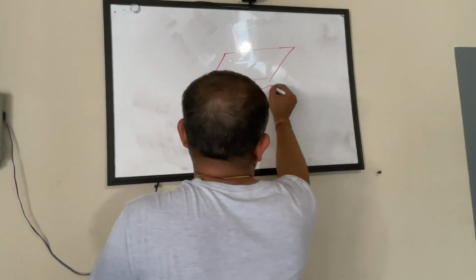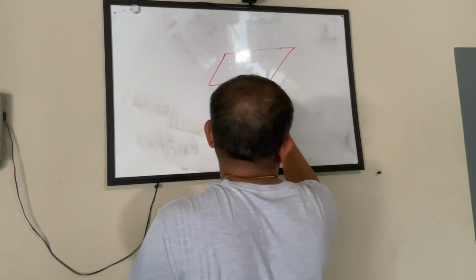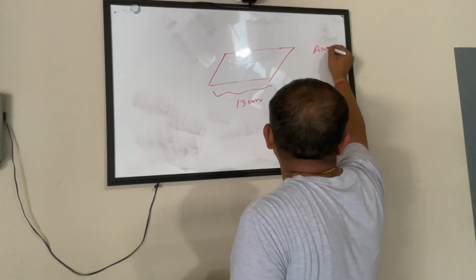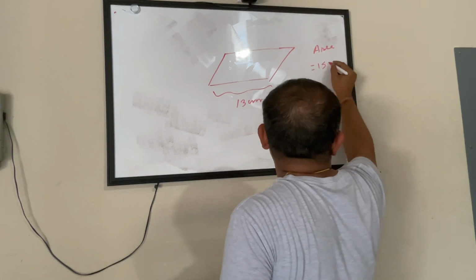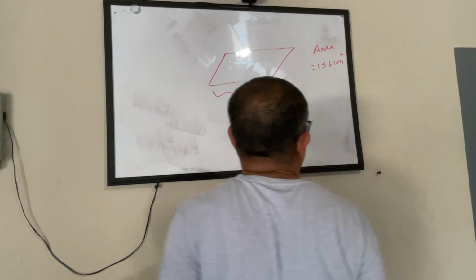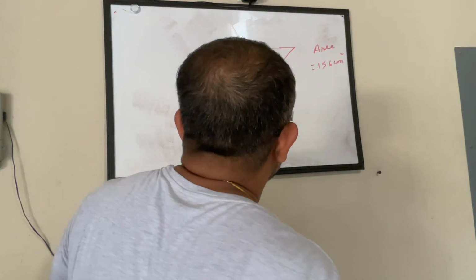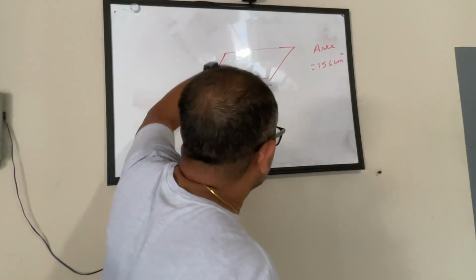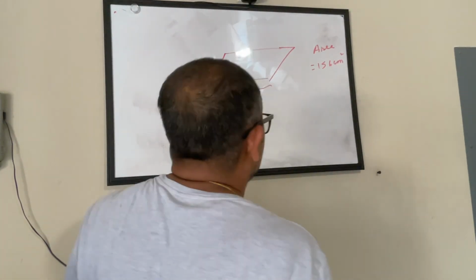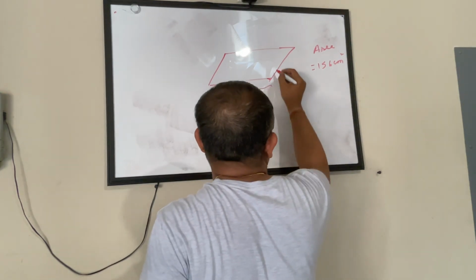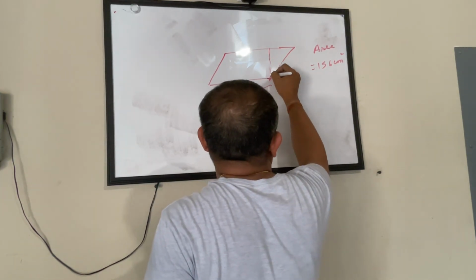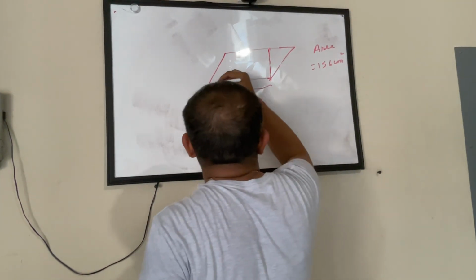Where the base is 13 centimeters, area is 156 centimeters square. The question was to find the perpendicular distance between them and also find the area of the rectangle that you can make with the same base.